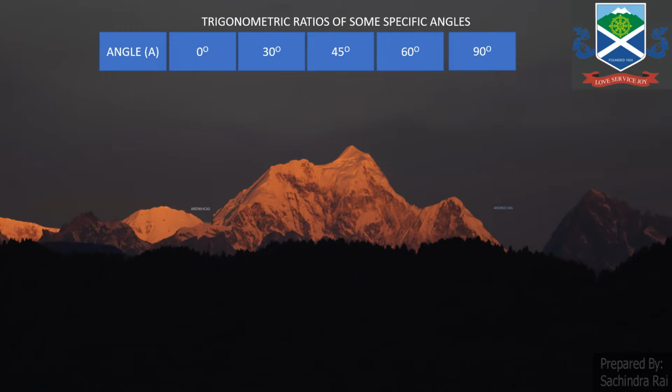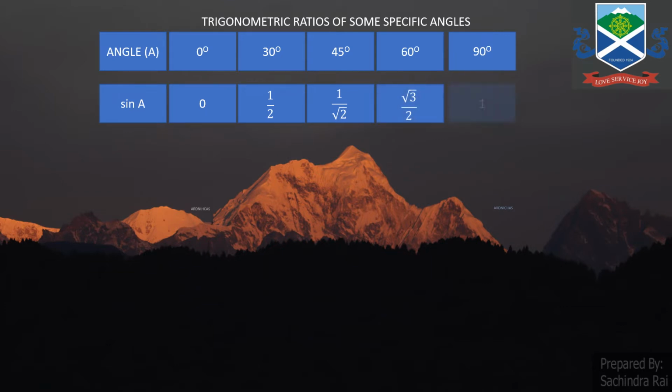So, to remember this table of specific angles, the values for each trigonometric ratio, you first remember the value for sin A. So, sin 0 degree is 0, 30 degree is half, 45 is 1 by root 2, 60 is root 3 by 2 and 90 is 1.